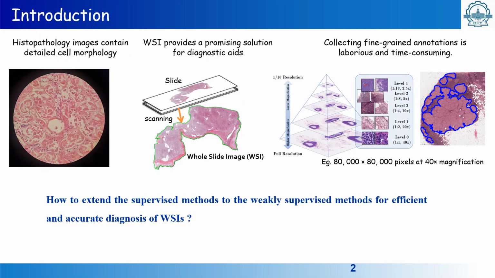Histopathology slides provide detailed information on the morphology and scale of tumors. However, complex biological structures in these slides present a challenge for pathologists to discern intricate variances. Recently, digital whole slide images have emerged as effective diagnostic aids. However, due to the irregularities of tumor tissue and the gigapixel resolution of WSIs, obtaining high-precision images is laborious and time-consuming. This naturally raises the question: how to extend supervised methods to weakly supervised methods for efficient and accurate diagnosis of WSIs.